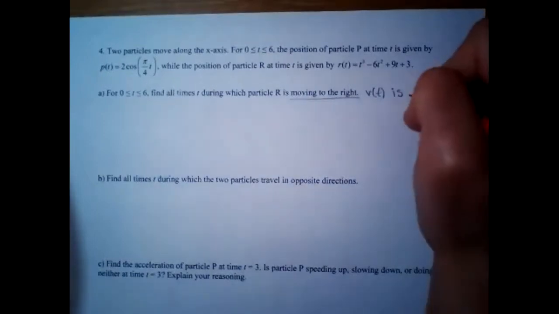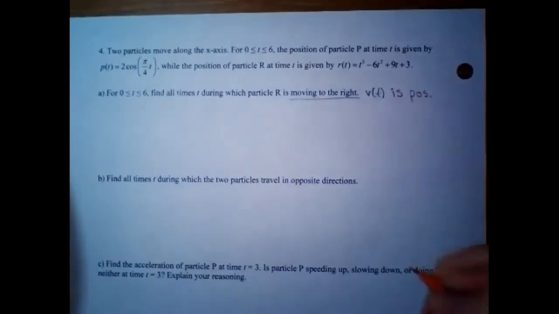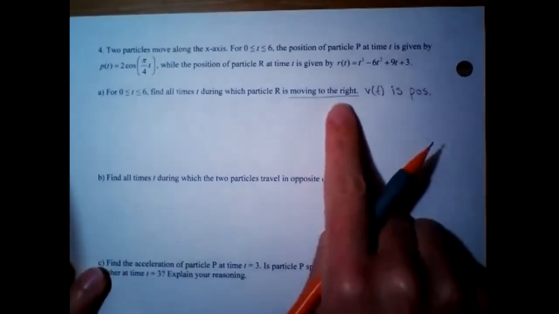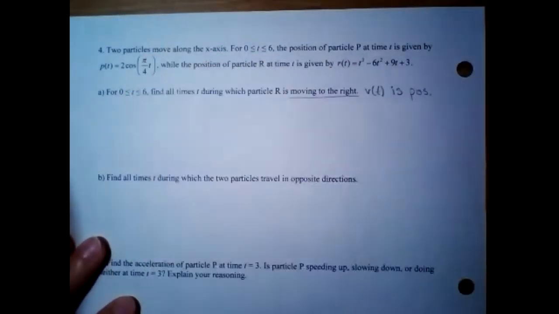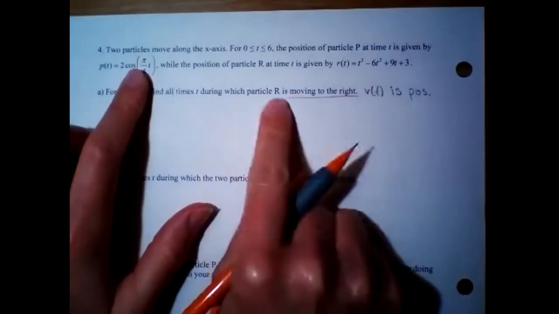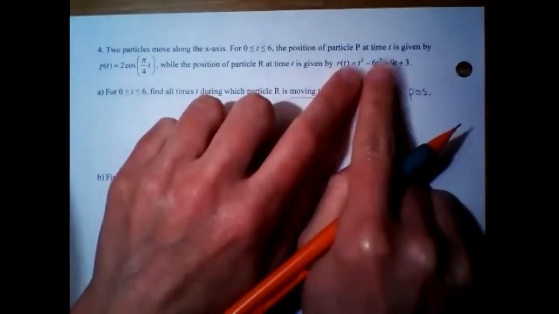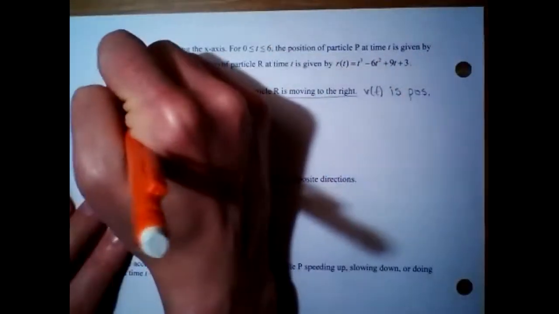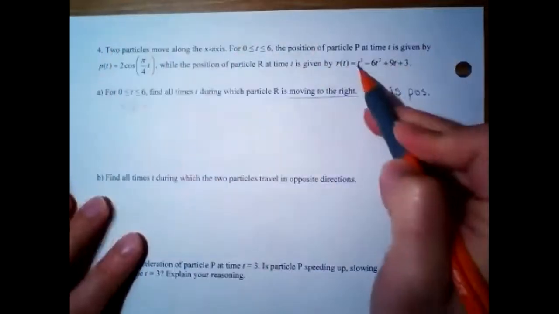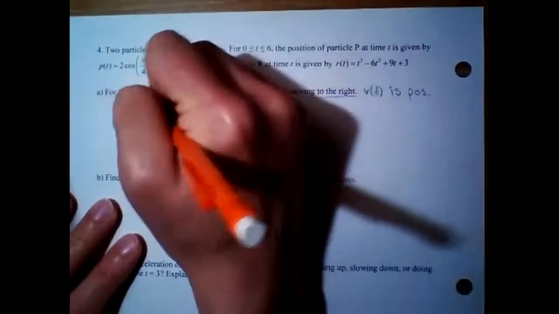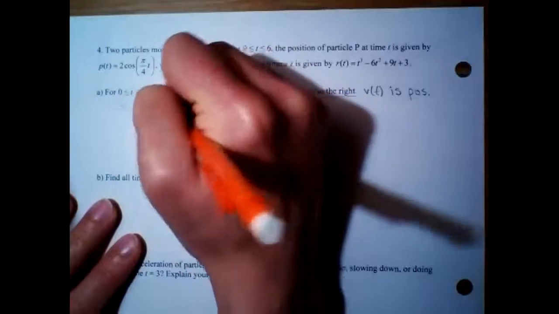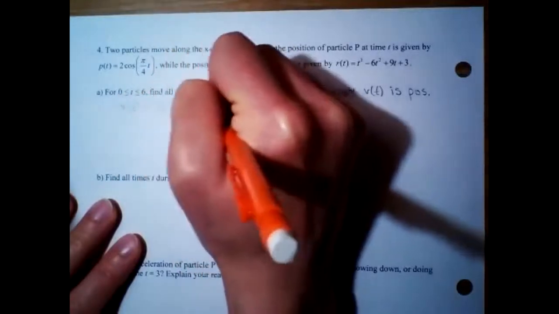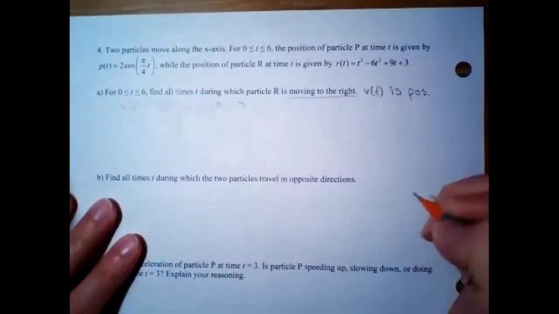And good, moving to the right would be velocity is positive. So I'm going to make another sign chart and just look at where the velocity is positive. So moving to the right in the positive direction, velocity is positive. Now wait, which particle was this? Because there are two. Particle r, so we're looking at this one. So let me get the velocity of this. That would be 3t squared minus 12t plus 9. I'm going to set that equal to 0.